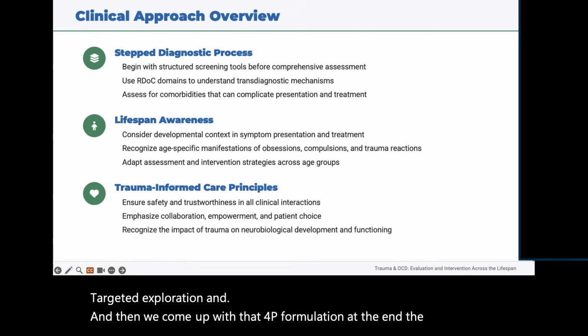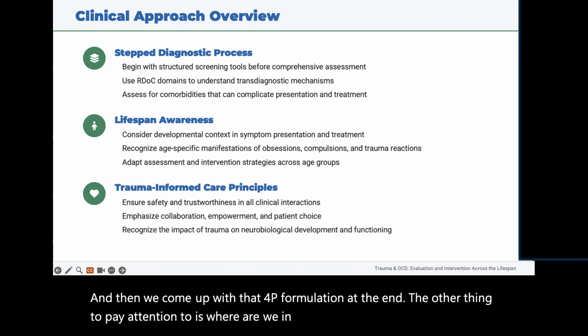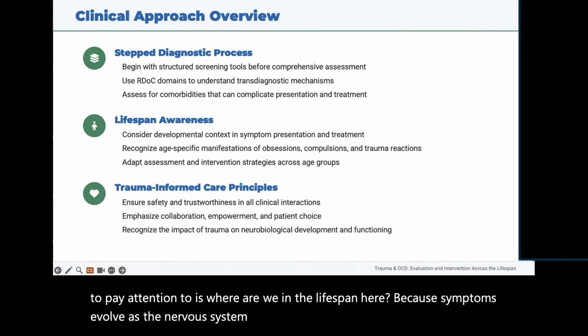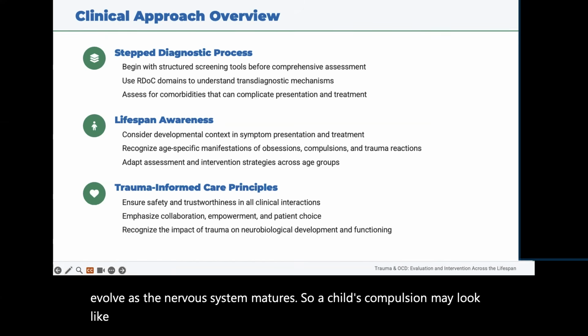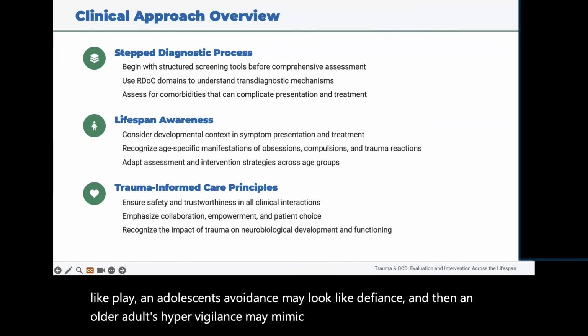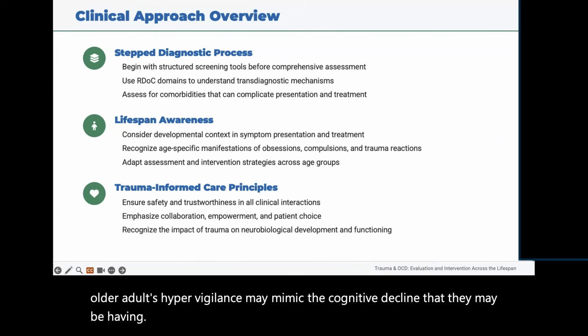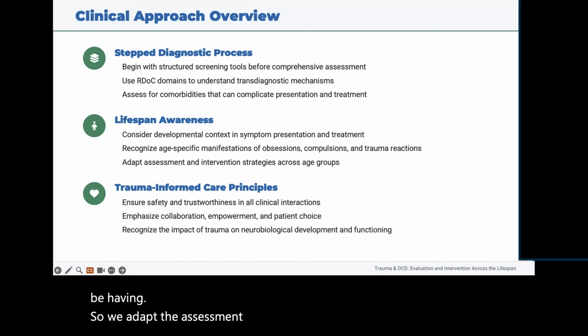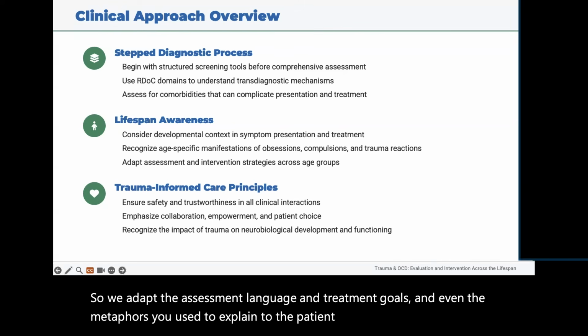The other thing to pay attention to is where are we in the lifespan here, because symptoms evolve as the nervous system matures. So a child's compulsion may look like play, and adolescent avoidance may look like defiance. And then an older adult's hypervigilance may mimic the cognitive decline that they may be having. So we adapt the assessment language and treatment goals and even the metaphors you use to explain to the patient what might be going on.